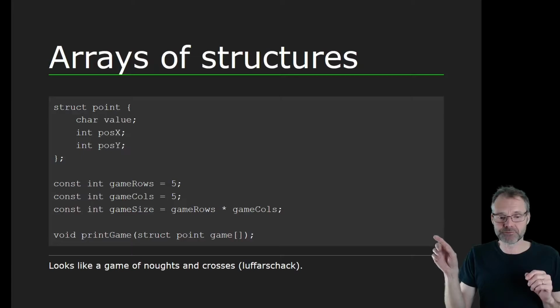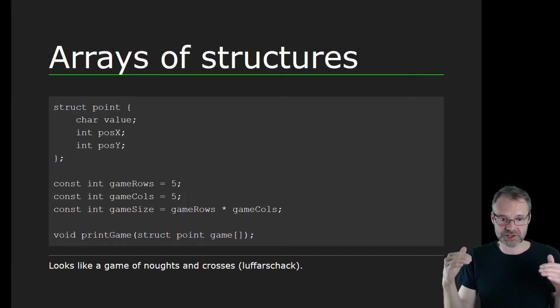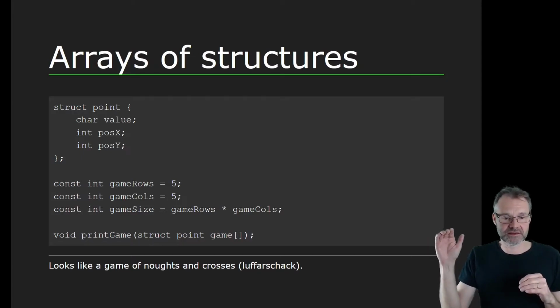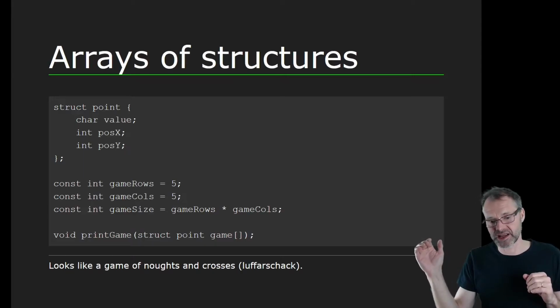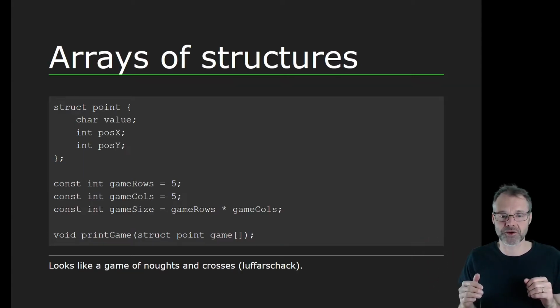I'm going to have a print game function that can print out the whole game, and that is going to take the whole game array of struct points as the parameter, just to print it out.